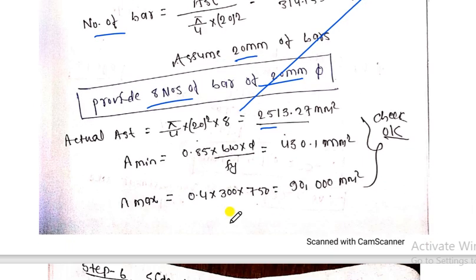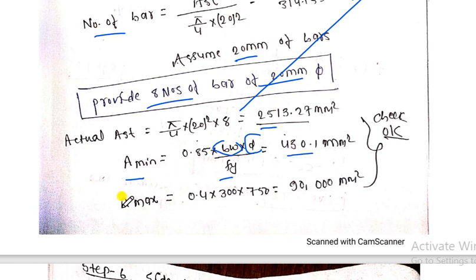For the A minimum, we have a formula from the IS code book, 0.85 into bw into d by fy. So b is 300, d is 700, and fy value is this one. So we got 430.1, which is less. This value is greater than this one, so the design is okay. Let's calculate A max.